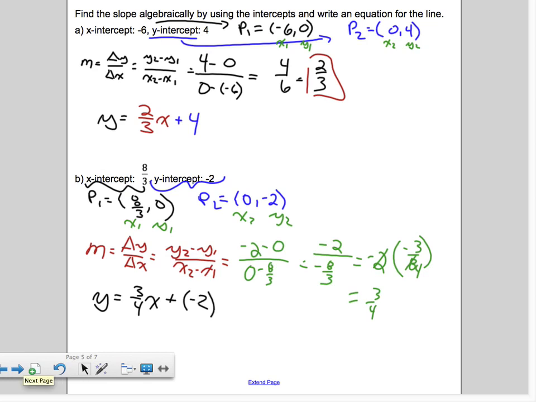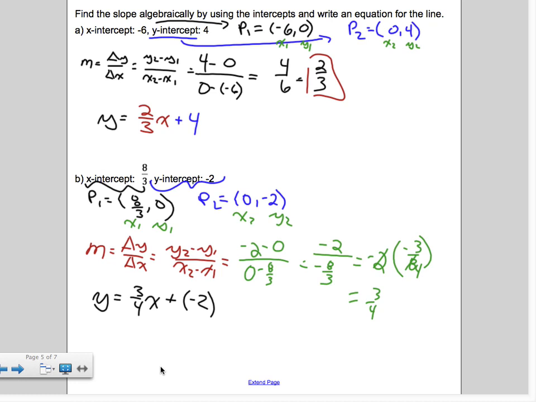So I get asked this a few times already. Can my b value be negative? Because we always go y is equal to mx plus b. Well, b can be a negative value. So here we got 3/4 x plus negative 2. We want to leave it like this though.